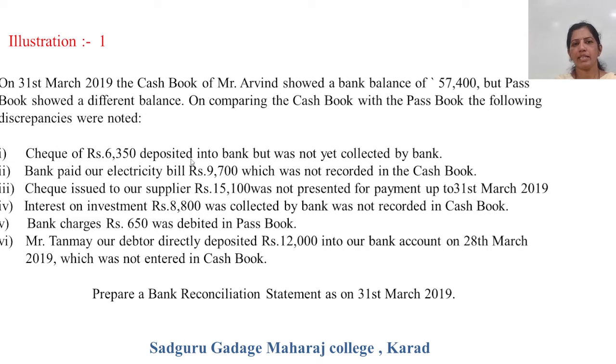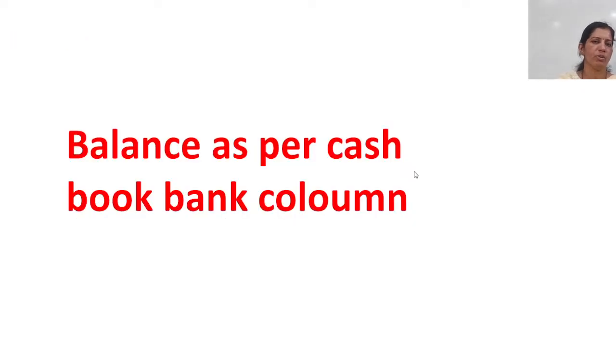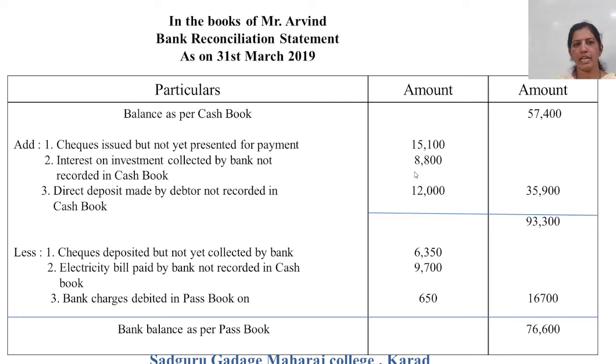Bank paid our electricity bill rupees 9,700 which was not recorded in the cash book. See, the transaction is not recorded in the cash book. Bank paid our electricity bill, not recorded in the cash book. If the transaction is recorded in the cash book, then this transaction reduces the balance. Bank paid our electricity bill means the bank deducted the balance from our account due to this transaction. If we record this transaction in the cash book, then our balance is to be reduced.